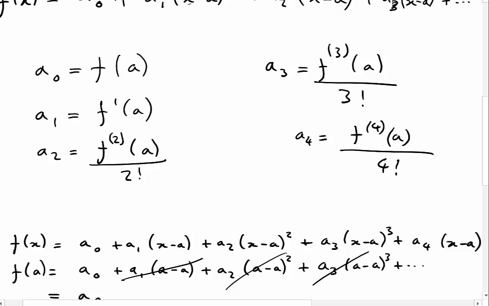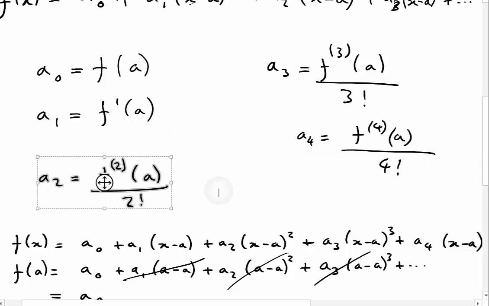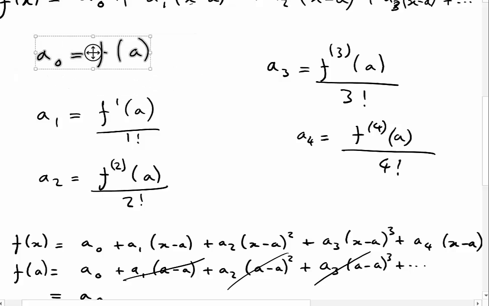a1 is just the first derivative over 1 factorial. That's fine because that's just going to be 1. And then this is just going to be a0, and if you like, the zeroth derivative, it's just going to be the function itself over 0 factorial, because 0 factorial is just 1.